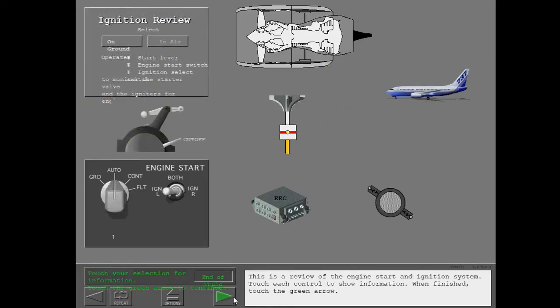This is a review of the engine start and ignition system. Touch each control to show information. When finished, touch the green arrow.